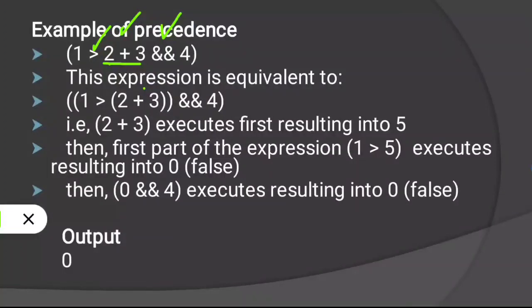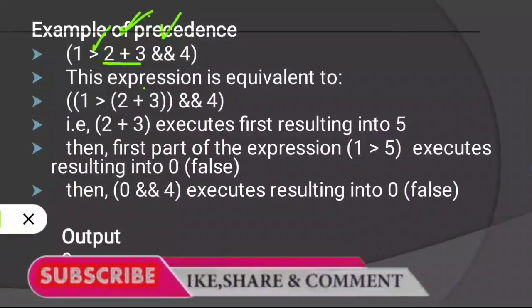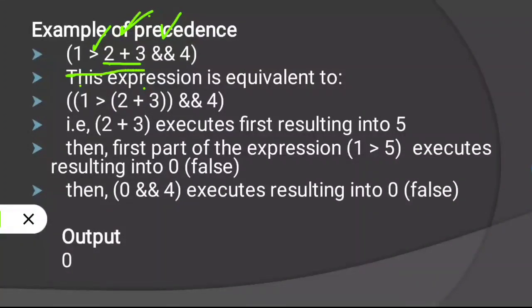After that, what output we will get from that, we will compare with 1, because it is 1 greater than that expression. After that, the output from 1 greater than 2 plus 3 we will calculate using 4, means AND operator. This is the procedure. First we will solve arithmetical operator, then relational operator, then logical operator. Understood? Like this it will solve and we will get the output 0.